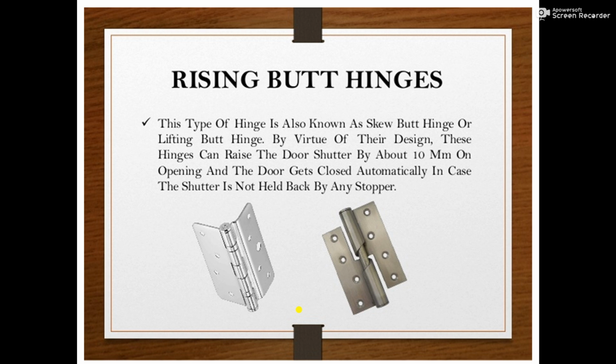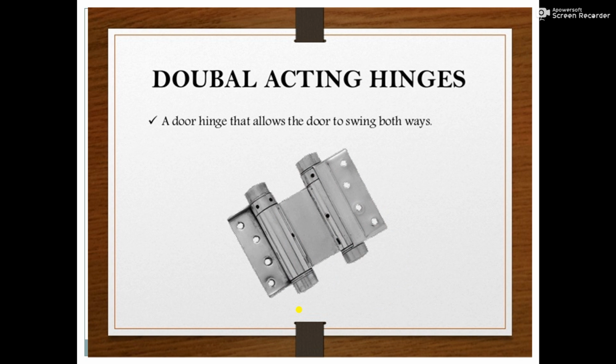This type of hinge is also known as a skew butt hinge or a lifting butt hinge. By virtue of their design, these hinges can raise the door shutter by about 10 mm on opening, and the door gets closed automatically in case the shutter is not held back by any stopper. So these types of hinges are provided where we have to raise the height of the door by some amount. At those places the rising butt hinges are provided.